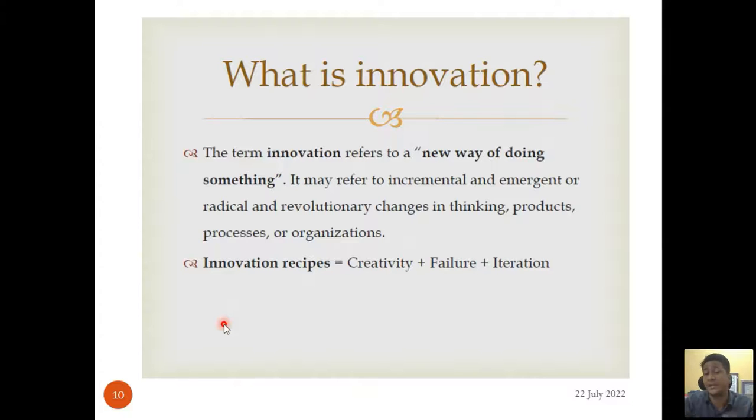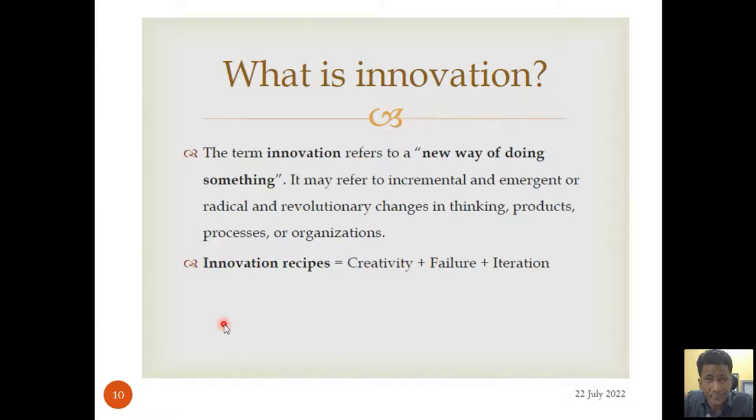So innovation you can apply in anything. It is not limited to technology. It is not limited to the service industry. You can go to the hotel industry, the food industry, or any kind of industry, to innovate something different. It may be product innovation. It may be thinking of doing a different thing, maybe the processes or maybe the organization. So innovation involves creativity. Sometimes your innovation fails, but iteration is also there. That means, what is the alternate way to do things?